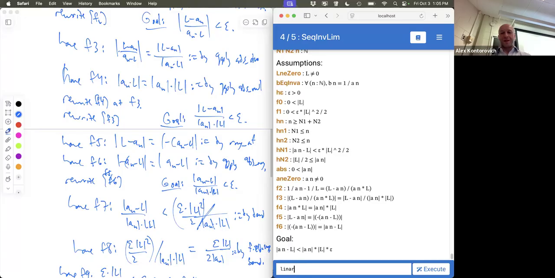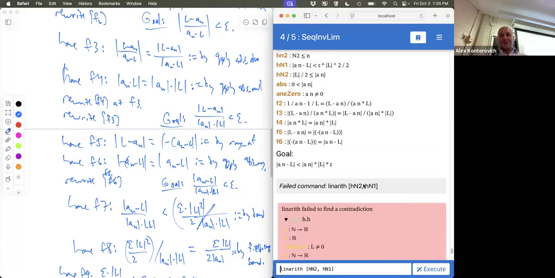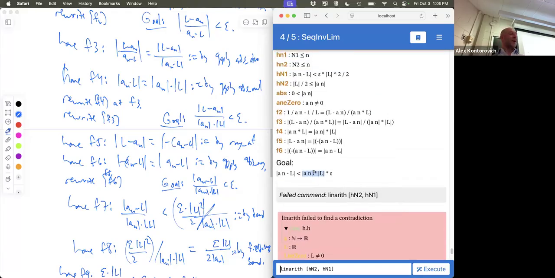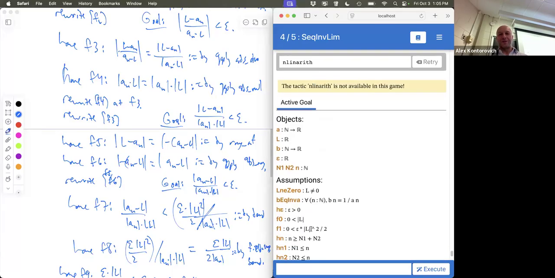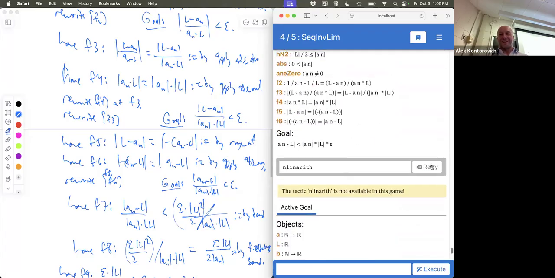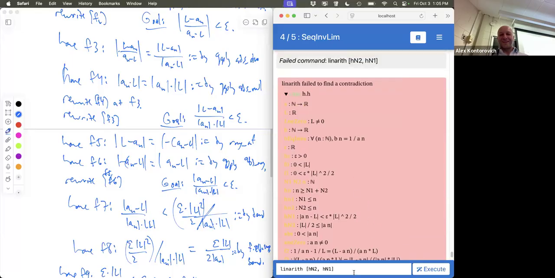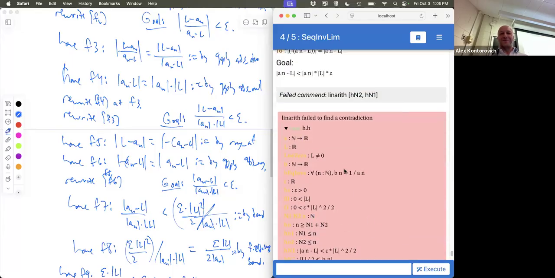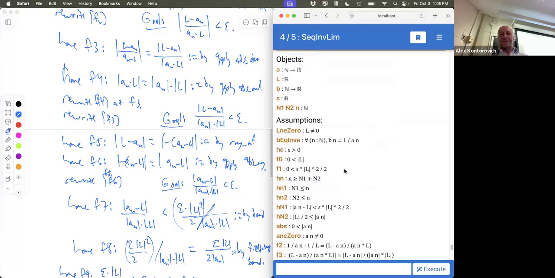It's possible that this should now know enough between HN2 and, what's it called, HN1, I guess. No. Because it's not linear. You're multiplying two things. There's a tactic that we don't have called nlinarith. The tactic's not available in this game, of course. There's non-linear arithmetic.